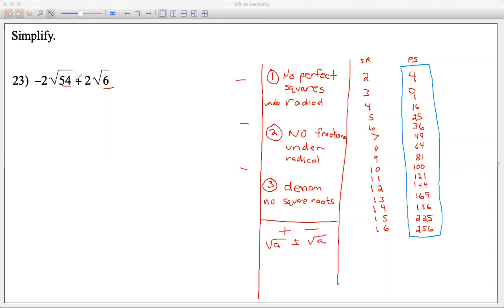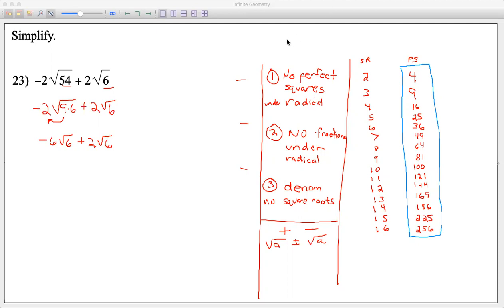No perfect squares in 6, but 54, I think there's a 9, right? 9 times 6. And yes, you could skip this step and go right to the simplified version, but I'm just showing you all the steps. Square root of 9 is 3. 3 times negative 2 is negative 6. So I get negative 6 root 6 plus 2 root 6.